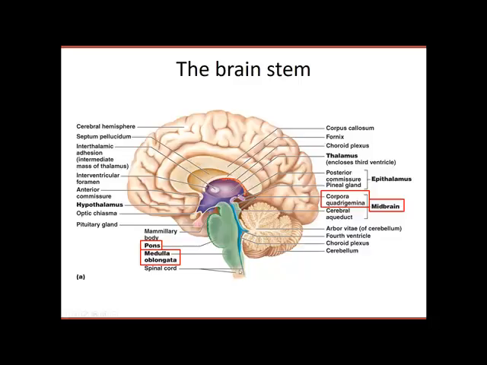Down here, right above the spinal cord, is the medulla oblongata. Now, where your medulla oblongata ends and your spinal cord begins is right at that big hole in the base of the skull, the foramen magnum. So technically speaking, that's where your brainstem ends and your spinal cord begins.